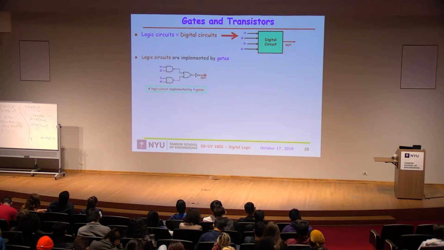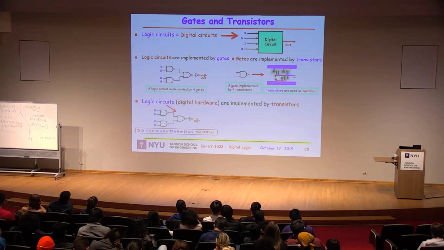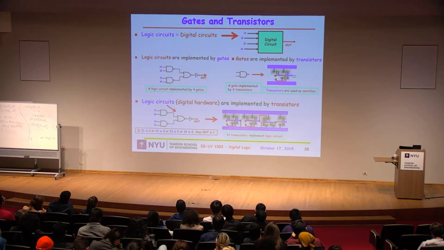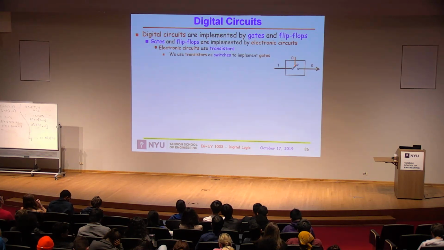Okay. So everybody, today's logic circuits are implemented by gates, and today gates are implemented by transistors. So today's logic circuits are implemented by transistors. Today by transistors. Why do we need the transistors? We are using them as switches, on-off switches.